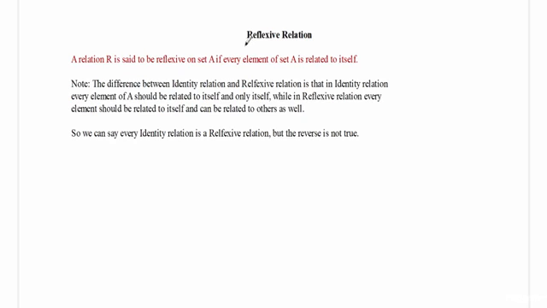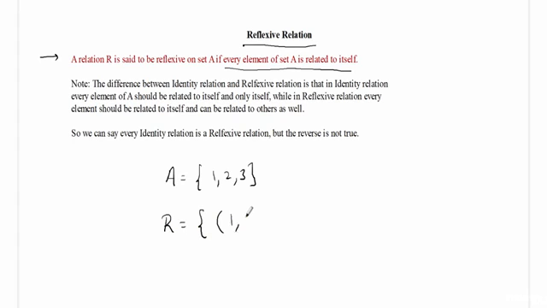So in this lecture we will cover reflexive relation. By definition, a relation R is said to be reflexive on set A if every element of set A is related to itself. That is, suppose you have set A which has elements 1, 2 and 3. Then the relation on set A will be called reflexive if every element of A is related to itself.